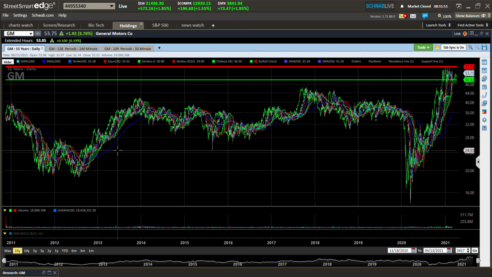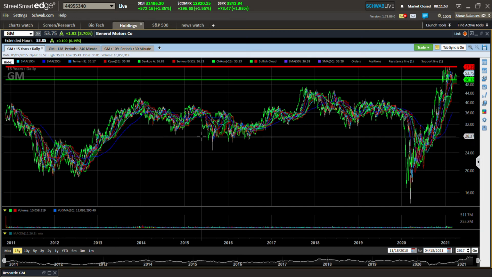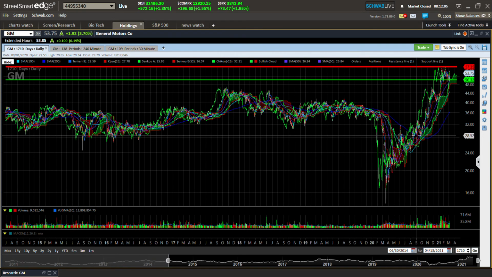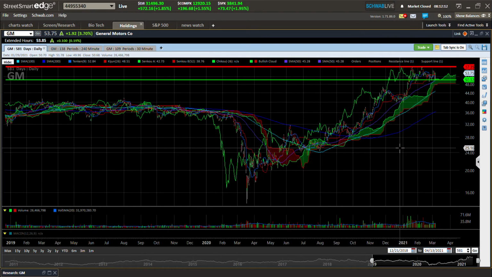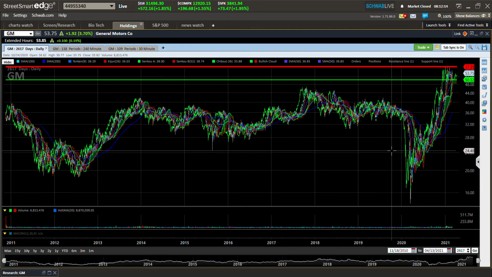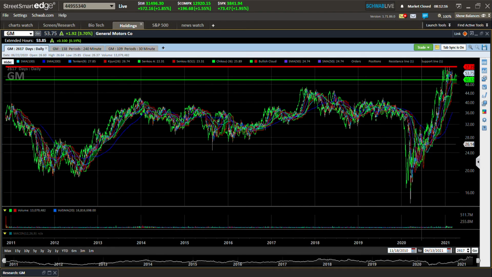I got the Ichimoku indicator here, so there's just a lot of lines, but you kind of get the idea of where the price action is going. Here's the COVID crash. Huge bounce. I think it's overbought. And look how steep the cloud is when you look at a long period of time. It doesn't look that steep when you zoom in, but from a long period of time standpoint, that cloud is steep.